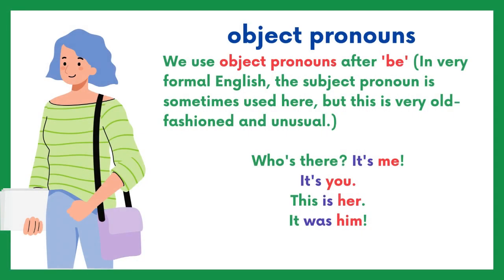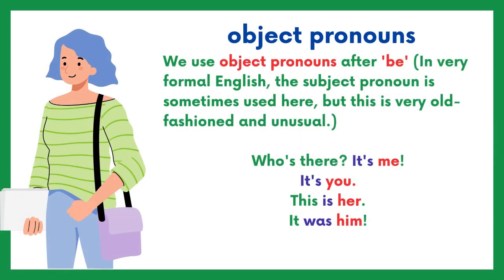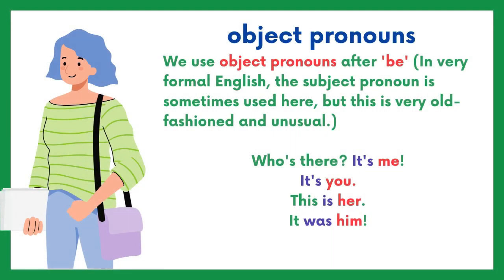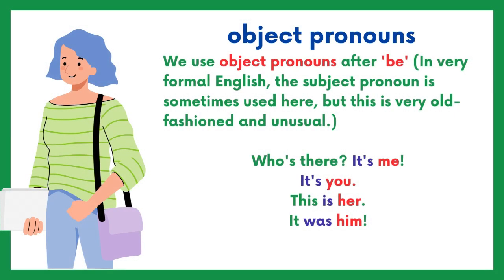Object pronouns. We use them after be. In very formal English, the subject pronoun is sometimes used here, but this is very old-fashioned and unusual. Who's there? It's me. It's you. This is her. It was him.